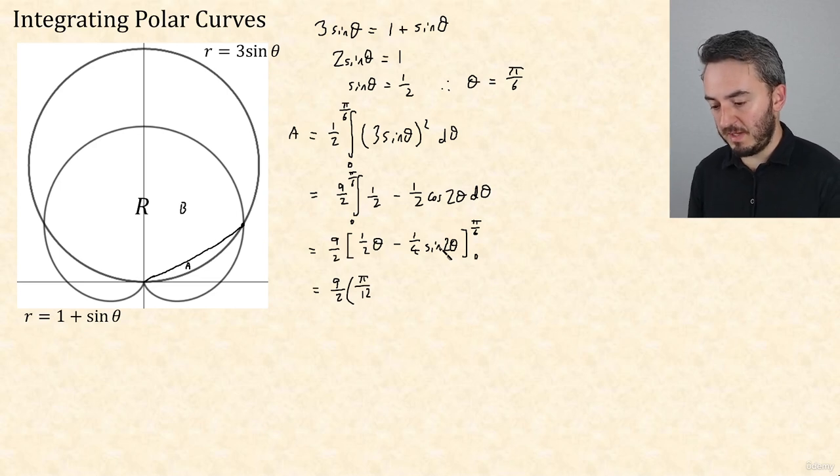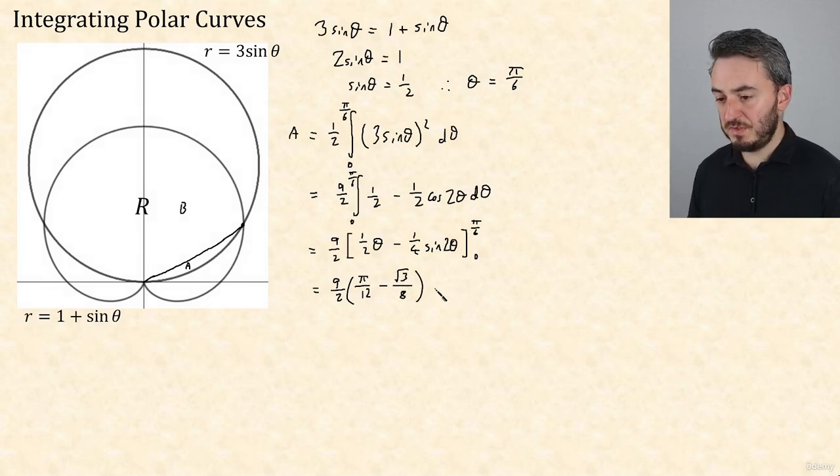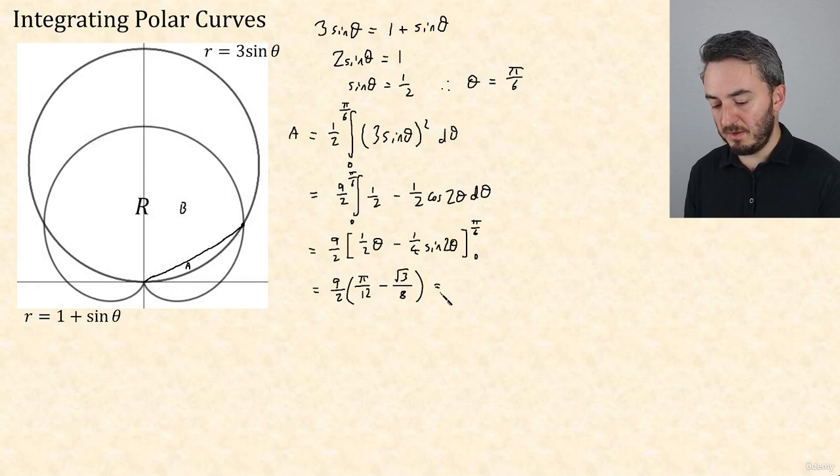I'm going to rely on the calculator here. Sine of pi over 3 is root 3 over 2. And a quarter of that is root 3 over 8. So pi over 12 minus root 3 over 8. So for now, I think I'll just maybe expand that and leave it as it is, and then we'll think about neatening it up later.